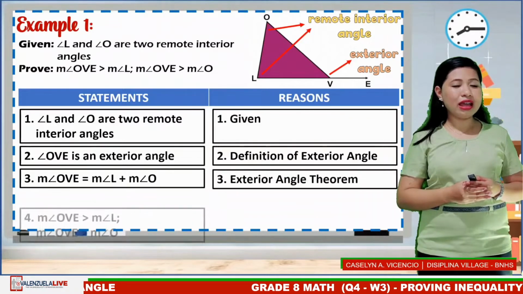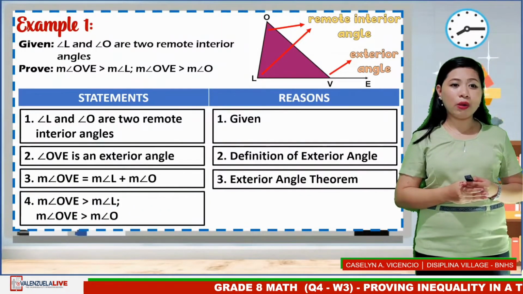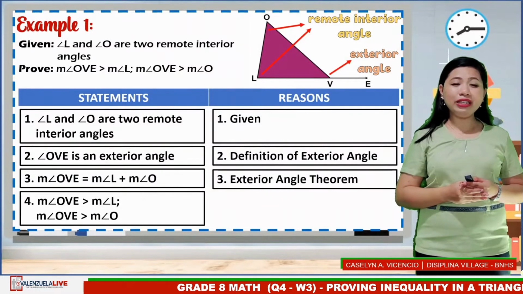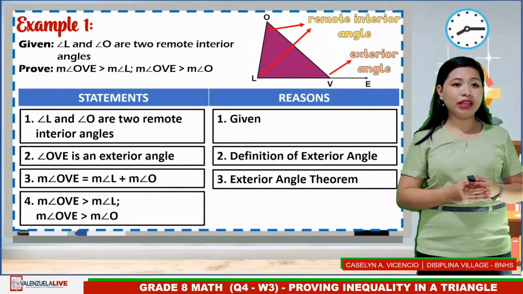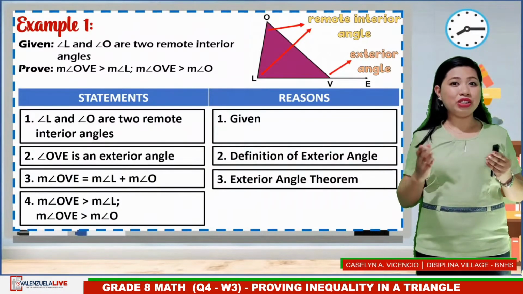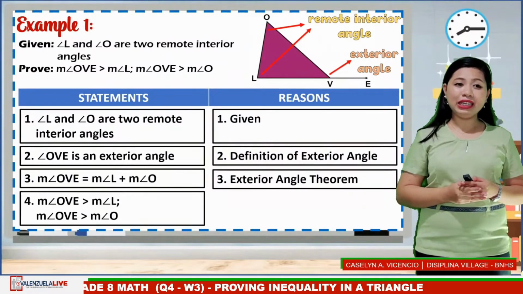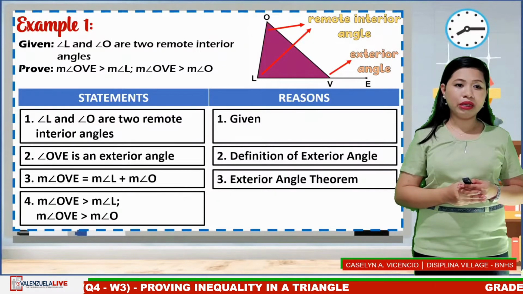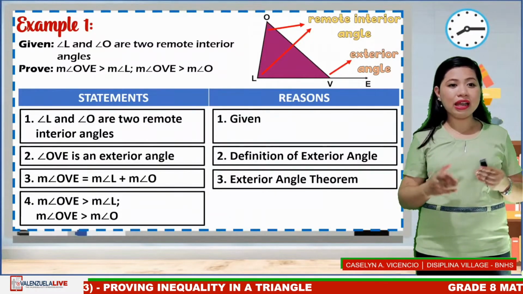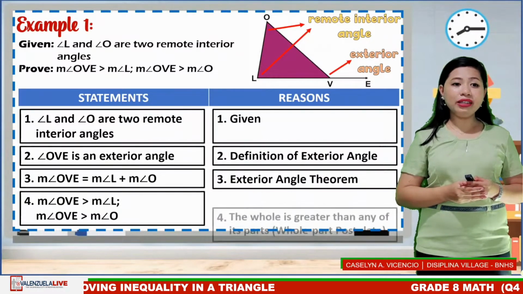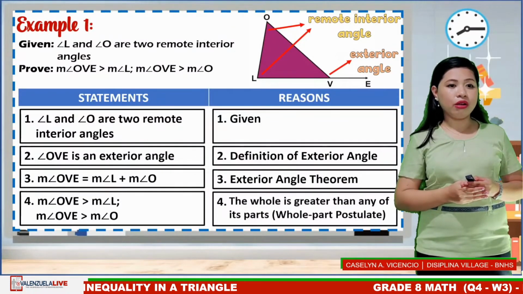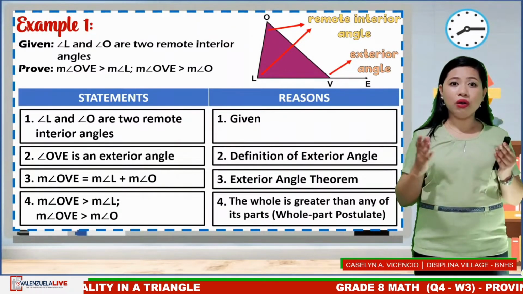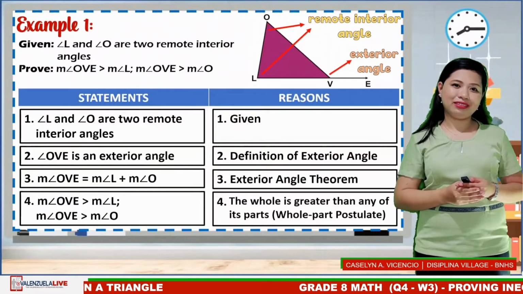Therefore, the measure of angle OBE is greater than the measure of angle L, and the measure of angle OBE is also greater than the measure of angle O. And the reason is the whole is greater than any of its parts, also known as the whole-part postulate.